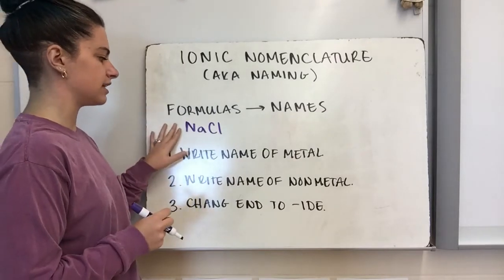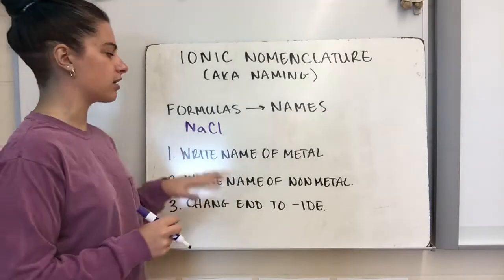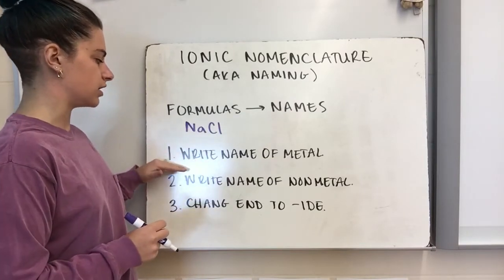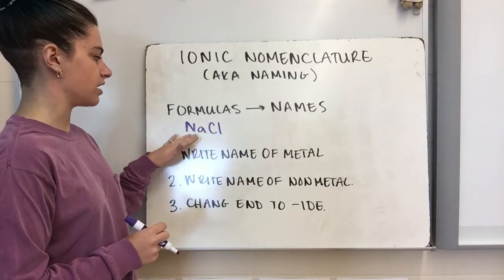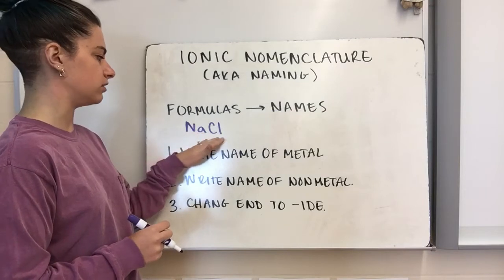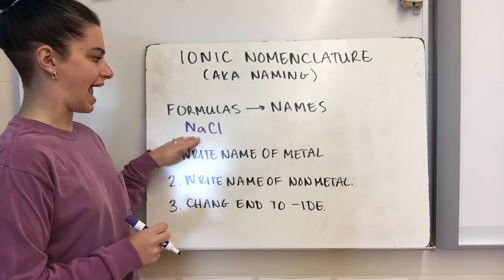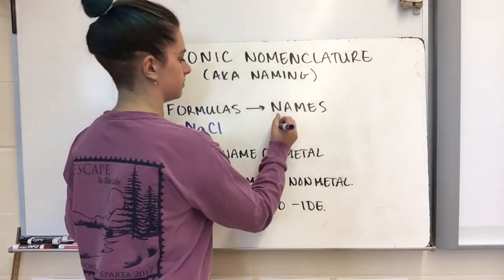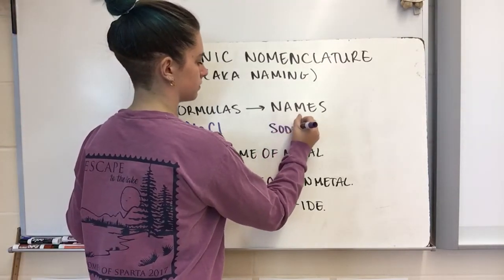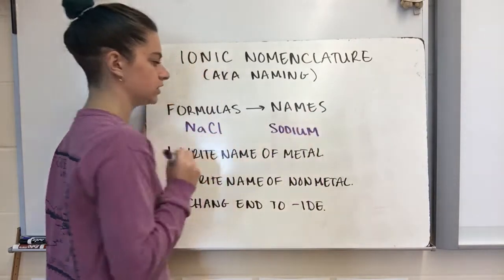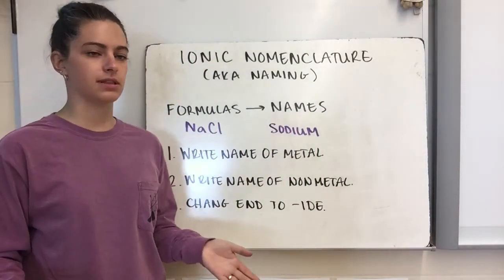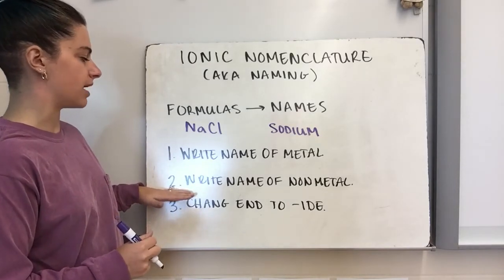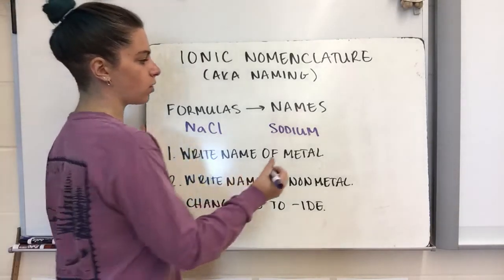And I'm going to use this as an example to go through the steps for how to turn this formula into a name. So the first step is to write the name of the metal. Okay, so I have a metal and a nonmetal. My metal is Na. I know that from the periodic table, the name of that is sodium. So there's my first step, just going to write the name of the metal. Metal is sodium. Second step, write the name of the nonmetal. Cl is chlorine.